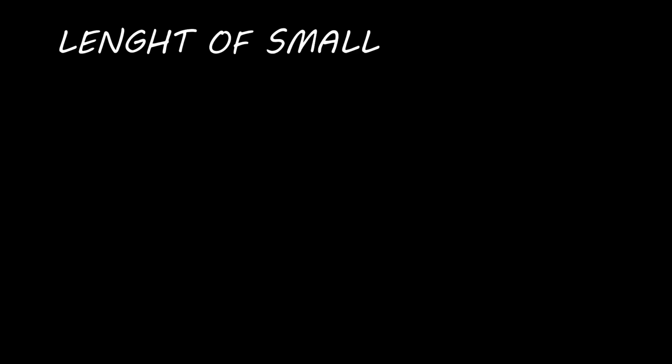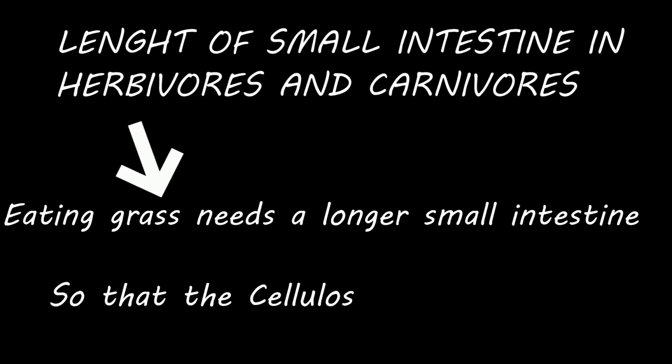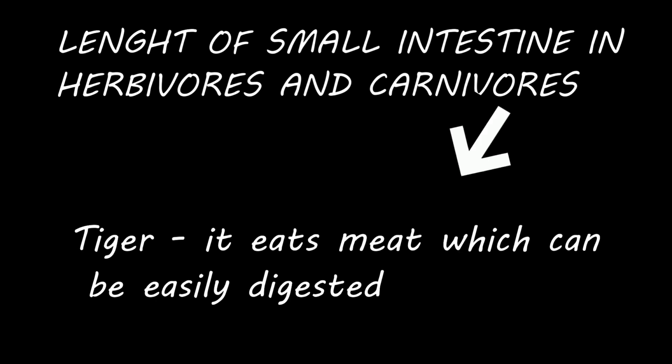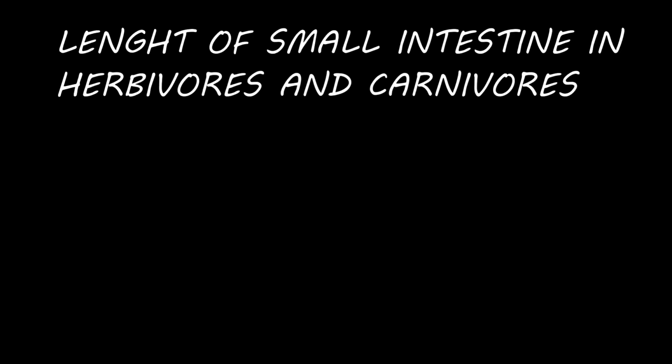Here you need to know about the length of the small intestine in herbivorous and carnivorous animals. Herbivorous animals eating grass need a longer small intestine to allow the cellulose to be digested. An example of a carnivorous animal is the tiger, and they eat meat. The meat is easier to digest, so they have a shorter small intestine. A question may be asked in your exam about the length of the small intestine in carnivorous and herbivorous animals.